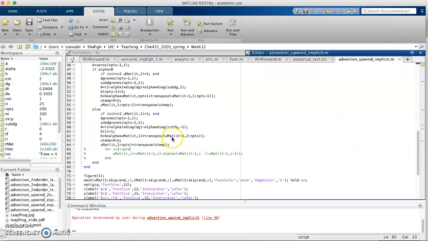So you can transpose the u at the previous time point, t minus 1, and then you add it to the first piece totally, you get your b. Then you do the backslash operator to solve for the u at time tn. By this time you solve the problem, you need to transpose it back to put into the umat, which has the form of the grid.